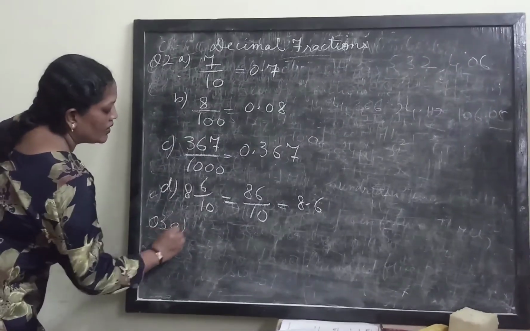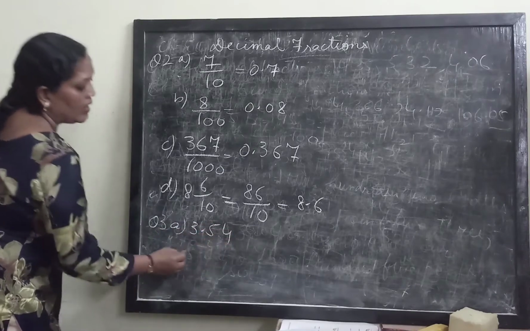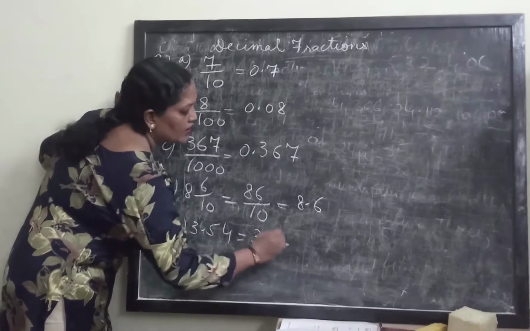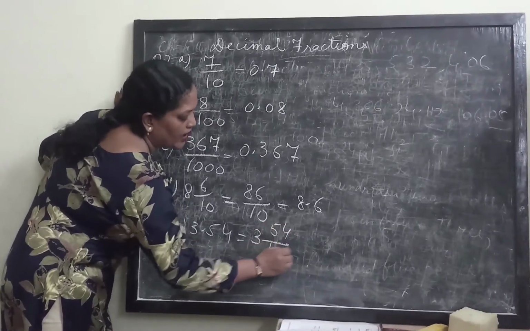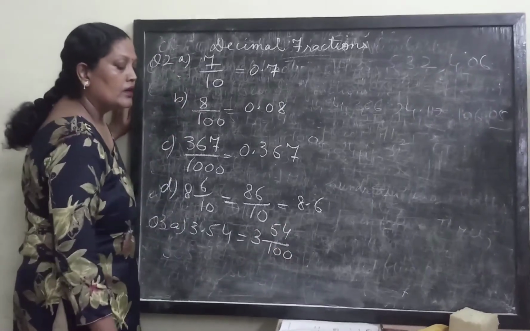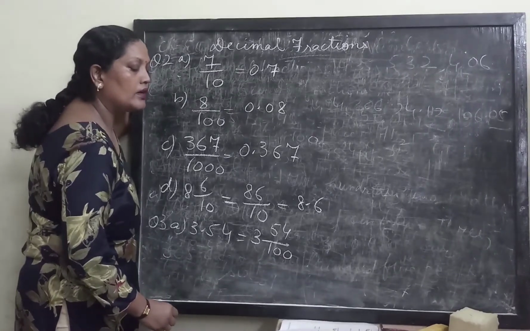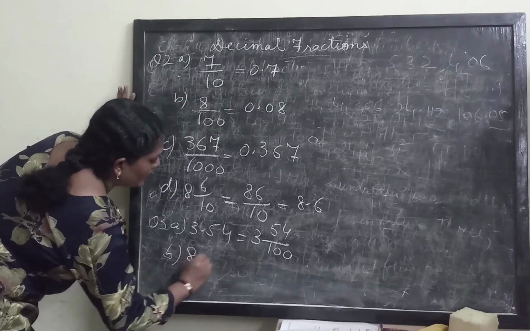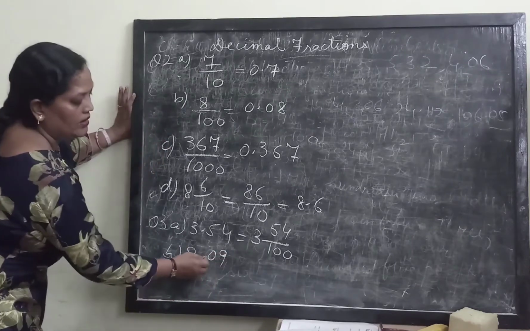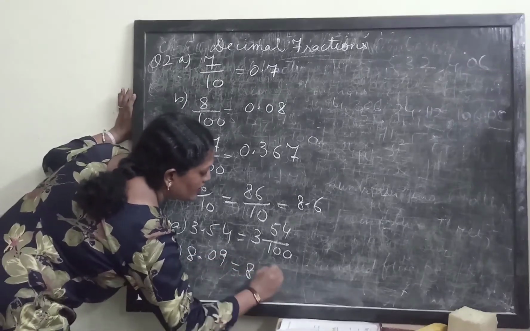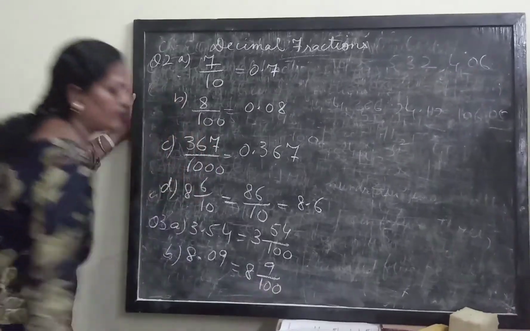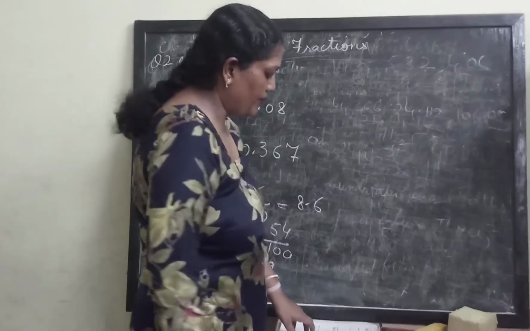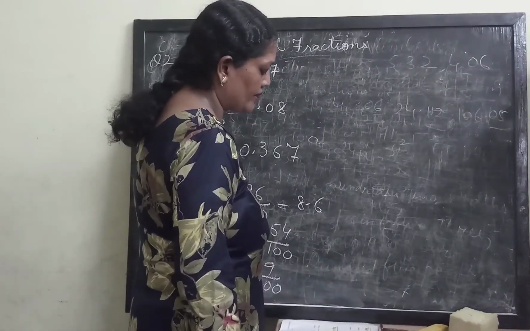3.54. Very easy question. After the decimal, how many digits are there? 2. So it will become 354 over 100. If you have 8.09, now tell me, after the decimal, how many digits are there? 2 digits. 809 over 100. Understood all of you?